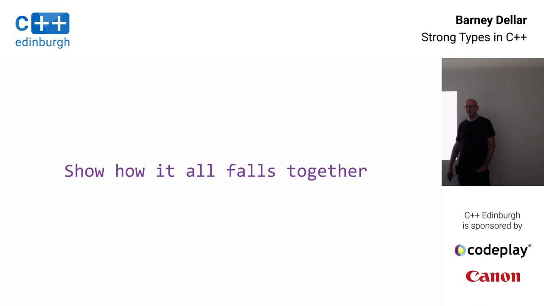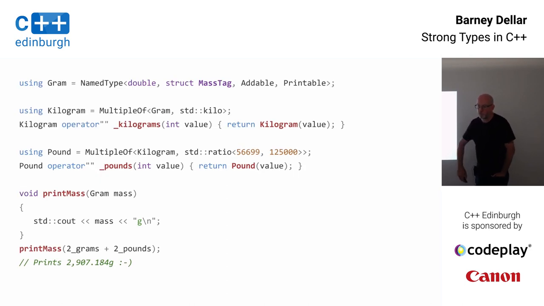Cool. There was quite a lot there. So I'm going to have a quick look at some of the things that we can do with all of that. So we can define a base type, like gram, for example, and gram is addable and printable. Kilograms and pounds are then both defined as multiples of gram, although pound defined via kilogram. We can create literals for all of them. And then we can create a function, like print mass, that takes in a mass in grams, and we can call it, and we can pass in, oh, that's a typo. It should be 2 kilograms at the bottom. We can pass in some kilograms and pounds, and it'll print out the result in grams. And you can do all of that in just a few lines of code once you have the NamedType library sort of written up, which is really quite nice.